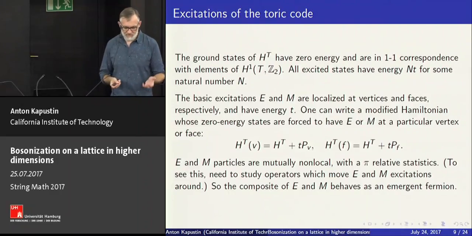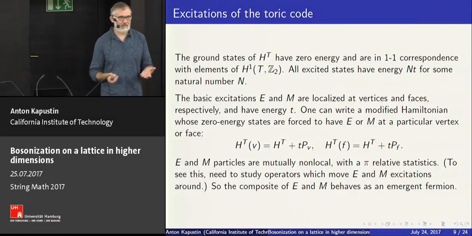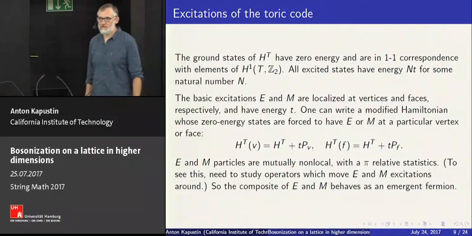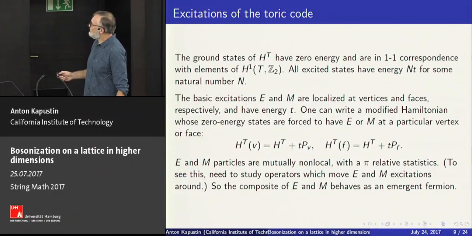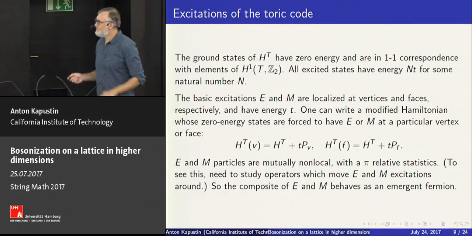So if you wish, in the limit T goes to infinity, these E and M excitations become not dynamical states, but really sources, insertions of some source in the theory. And a source is basically some modification of the Hamiltonian. So to insert an electrically charged particle at the site V, where V is the vertex, you just need to add this term to the Hamiltonian. In my convention, when I have an electric particle, then PV has eigenvalue minus one, and then it lowers energy, right? And similarly here.